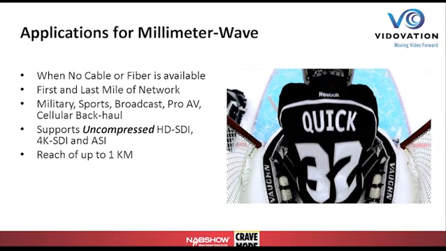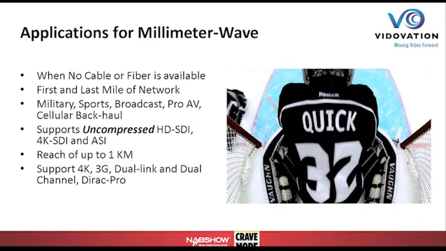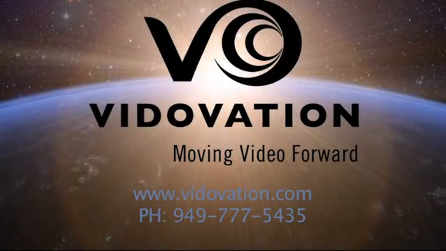60 gigahertz is unlicensed, and you can put radios in close proximity to each other because the band is so narrow. But if you are going from the same pole, the same rooftop to the other rooftop, and you're on the same tower, you might need to coordinate what frequencies or what polarizations you're using. So again, lightly licensed, as we call it, is not always a bad thing. But whatever your application is, we can help you pick the right technology for your application. Again, we support 4K, 3G, dual link, dual channel type wireless systems.